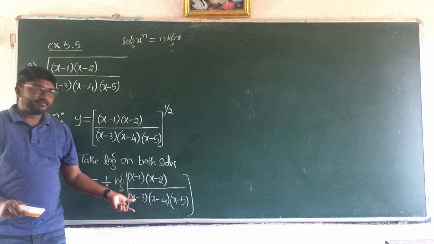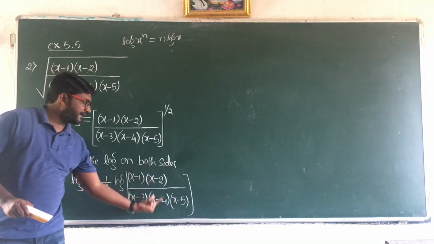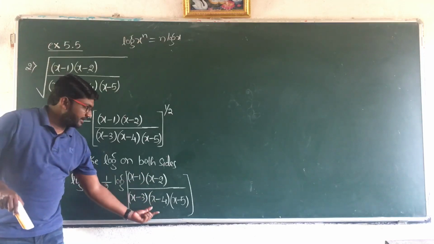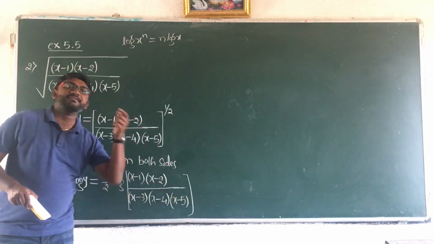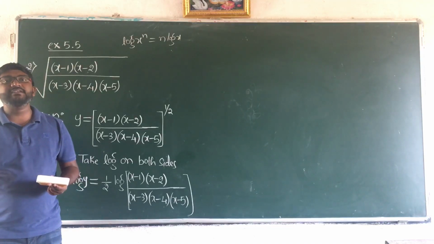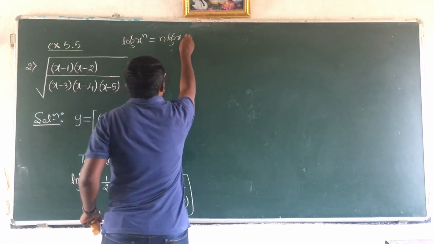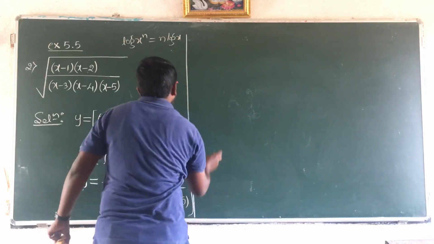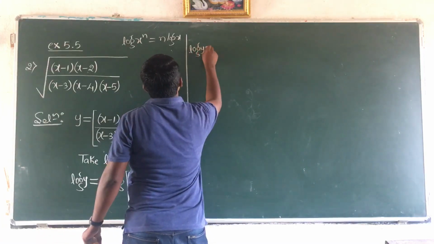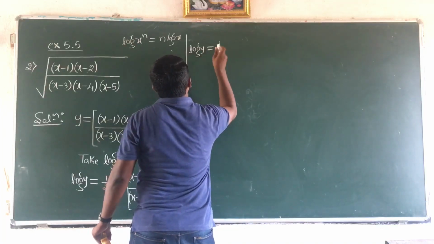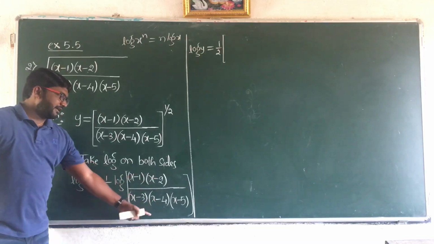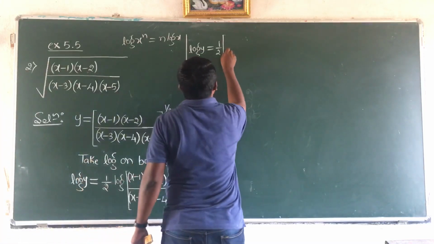Now it is in the form of log x by y. Log x is the numerator and y is the denominator. What is log x by y? Log of x by y is equal to log x minus log y. So again I am going to rewrite this. Log y is equal to 1 by 2, written as it is. Now log of x by y can be written as log x minus log y.